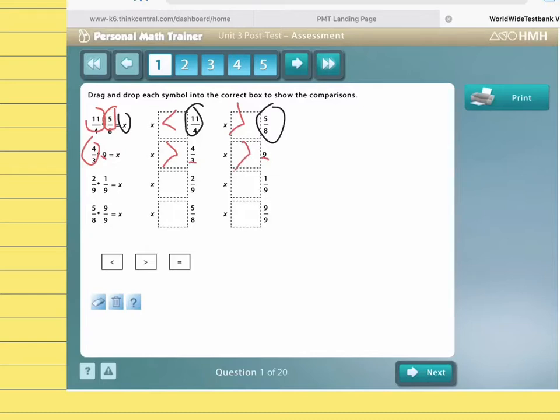2/9 and 1/9 are both less than 1, so both of these products are going to be less than 1 because you're multiplying a part by a part, which gives you a smaller part. And in the last one, you're multiplying 5/8 by 9/9, which is equal to 1, so X is going to be equal to 5/8, but it is going to be less than 9/9 because 5/8 is less than 1.